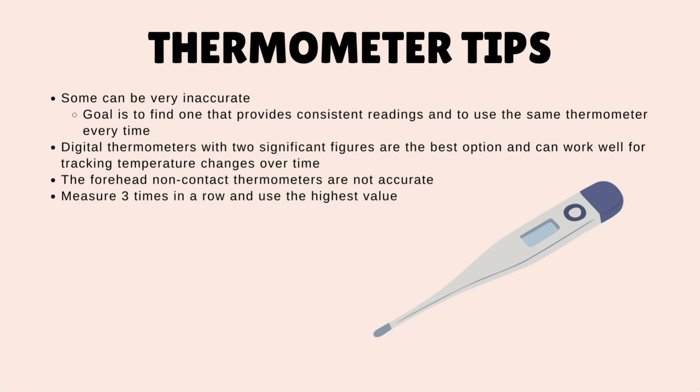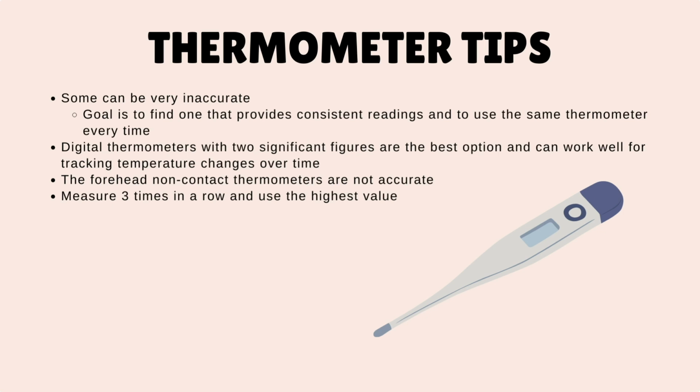From our experience, digital thermometers with 2 significant figures are the best option and are pretty inexpensive, and they will work well for tracking your temperature changes over time. As a note though, the forehead non-contact thermometers are not very accurate. So the best option would be to purchase 2 different digital thermometers and compare their readings for the first few days. Are you getting consistent recordings between the 2?